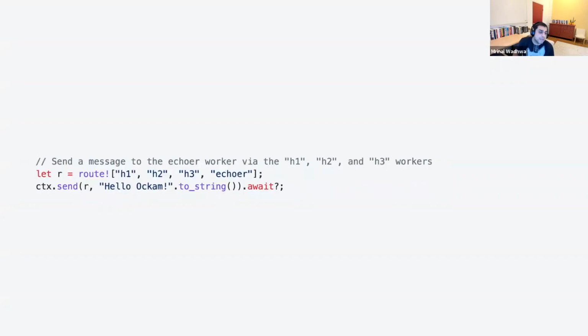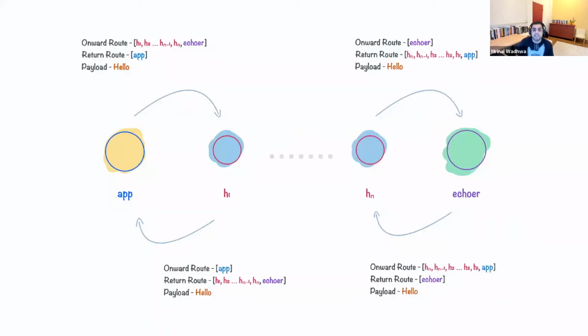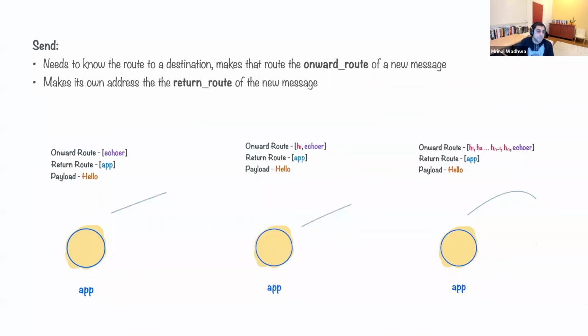You can go crazy with this and have any number of hops. In this example, I have 3 hops before a message goes to the echoer. But you get the idea. This is a general routing protocol where an onward route could be any number of hops before reaching the destination, and a return route is built along the path. And this is how this works.